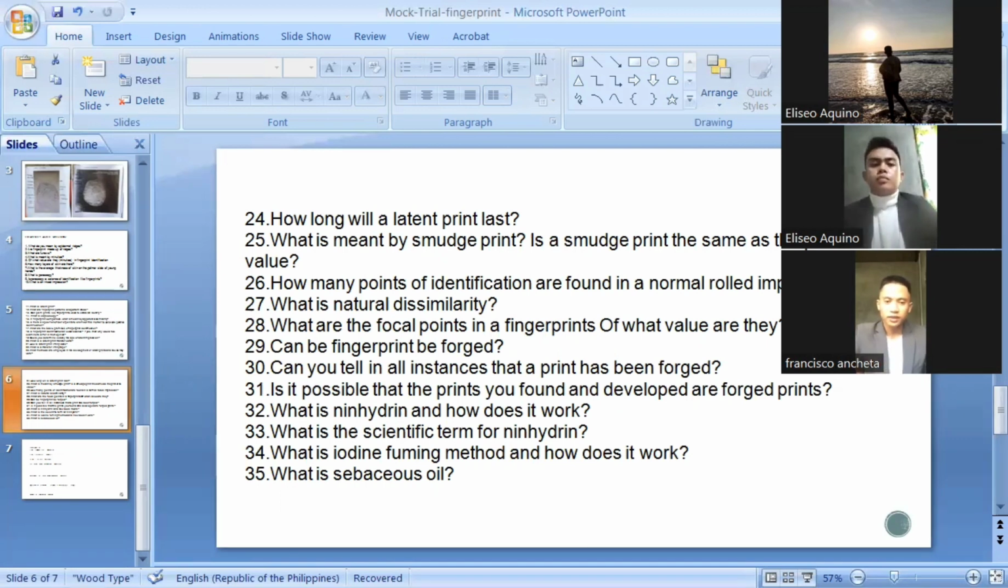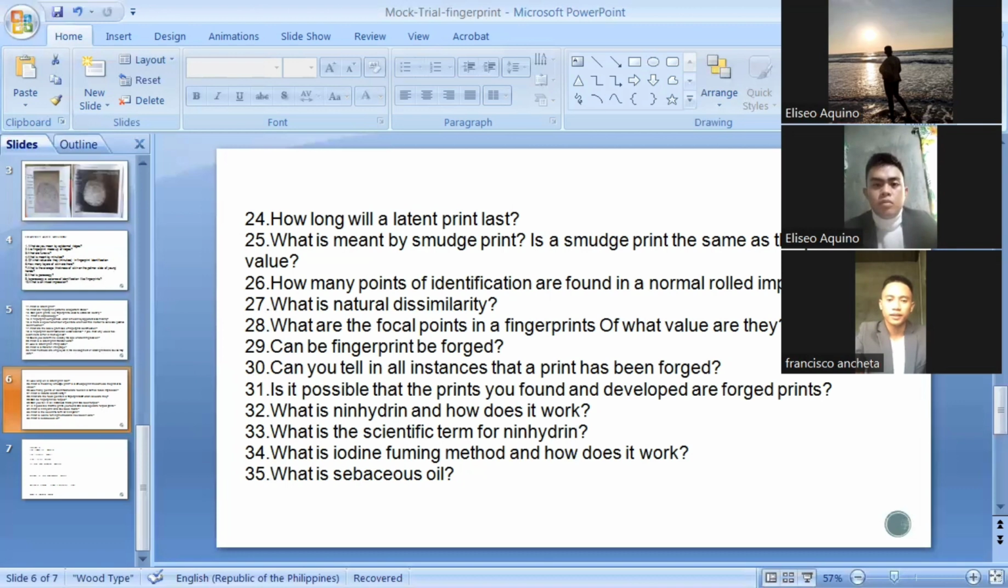So next is, what is ninhydrin and how does it work? Ninhydrin is a reagent which reacts with amino acids in the oil from fingers to produce a blue-purple stain pattern. Next question is, what is the scientific term for ninhydrin? There are two scientific terms for ninhydrin. First is dihydroxyindene. The next one is dione.